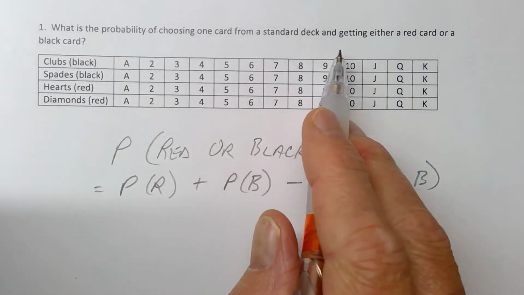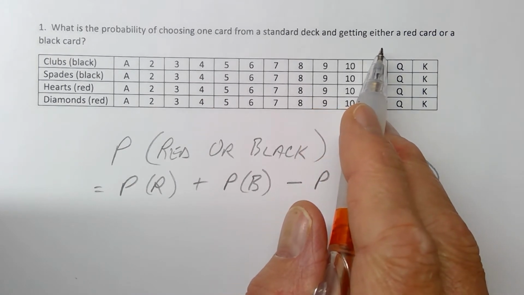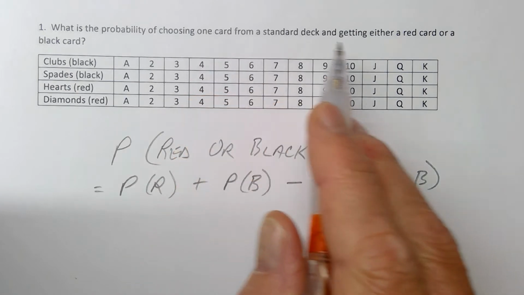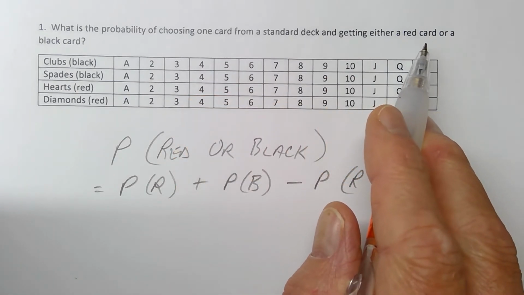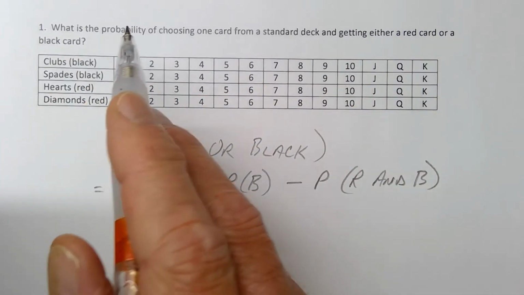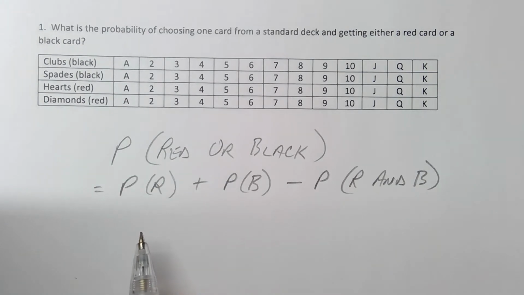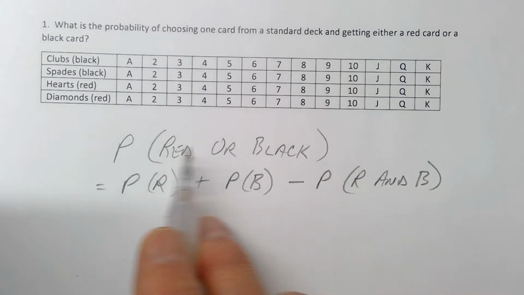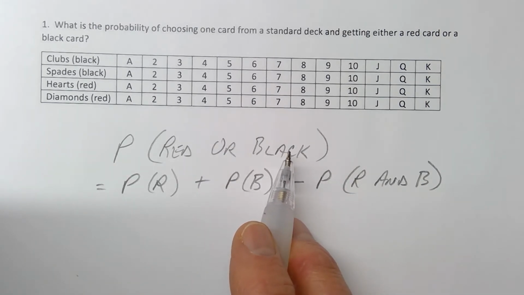So let's say you're playing a game and either one of those is a winner. If you draw a single card, and it's either red or black, you win. Let's calculate the probability that you will win. The first thing we do is write out what we're looking for: the probability of a red card or a black card.